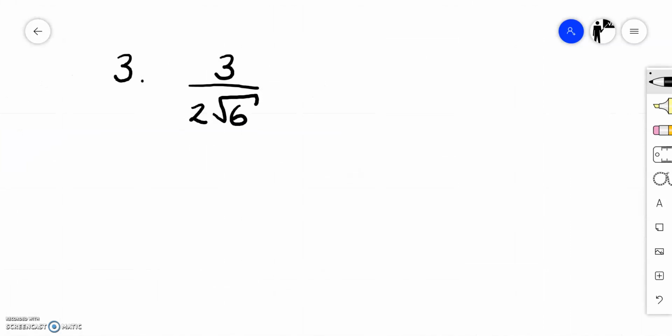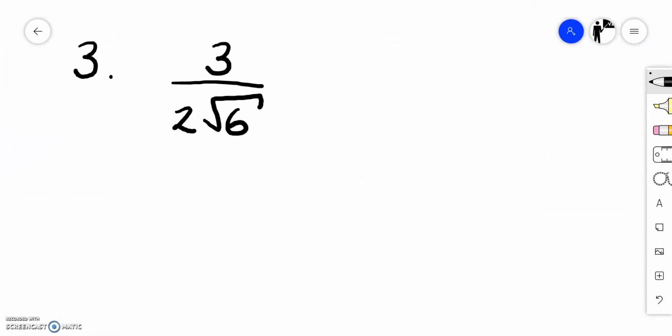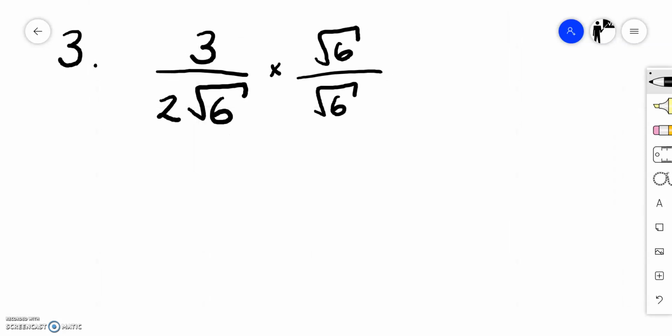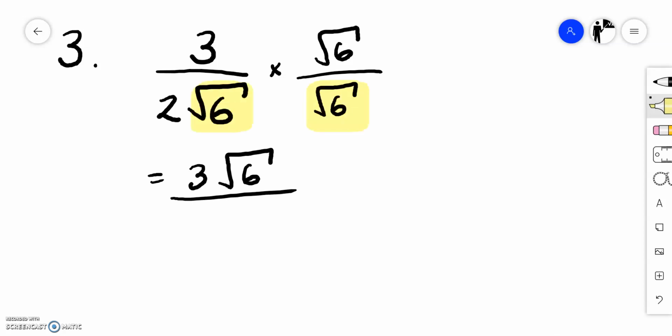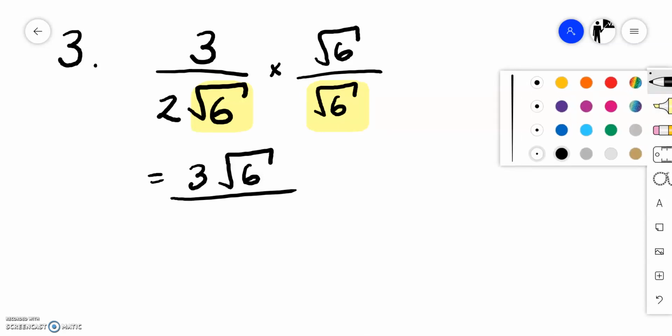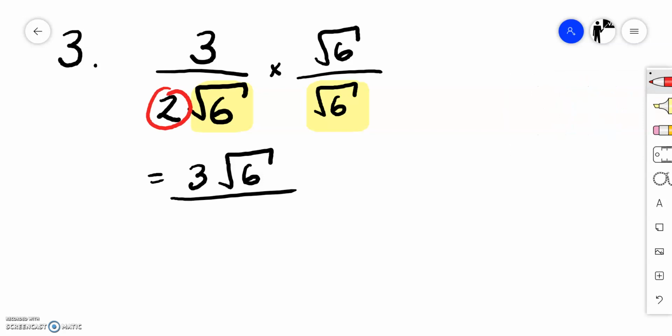Example 3. 3 over 2 root 6. One wee thing here to spot is we've got a 2 on the denominator as well, but we just want to get rid of the root 6. So we're going to multiply numerator and denominator by root 6. This one's a little bit harder. 3 times root 6, I'm going to do it underneath, that's 3 root 6. Root 6 times root 6 is 6. But then I also need to multiply that by 2. So I've got 2 times 6, which is 12.